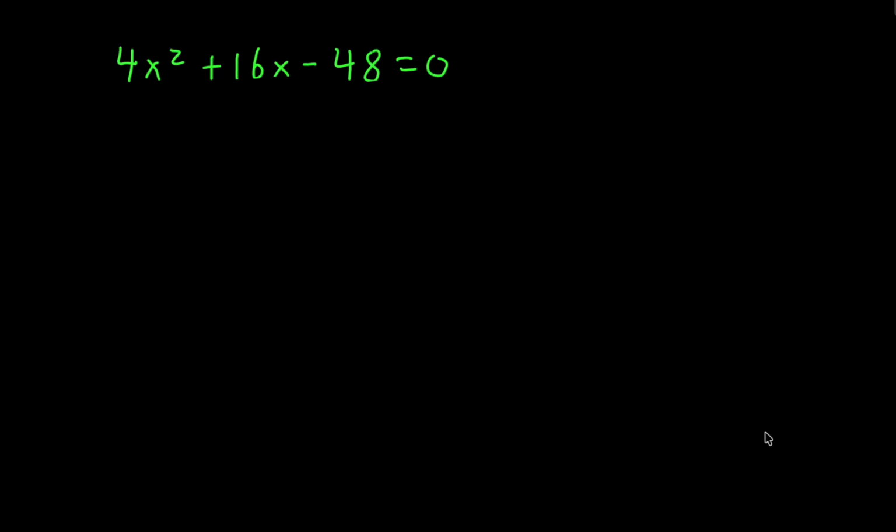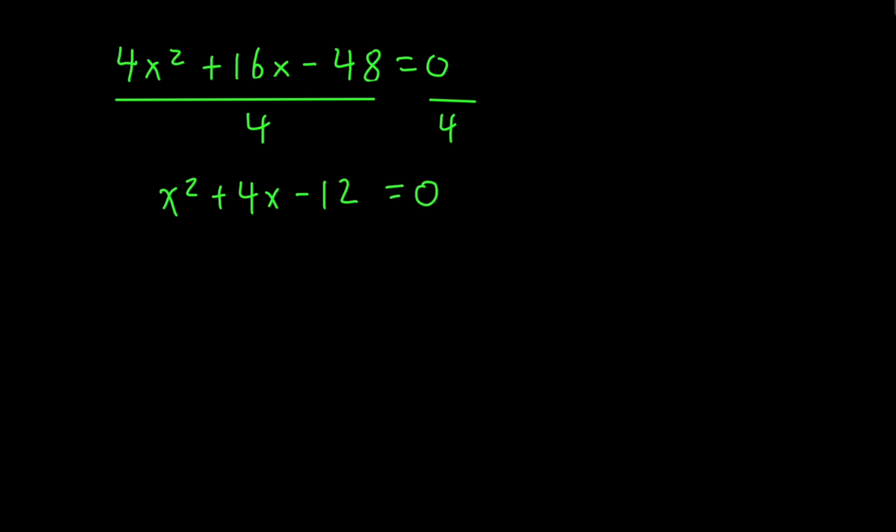In this third and final example, we're going to combine common factoring and factoring into two brackets. So first, I recognize that all of my terms here in this equation can be divided by 4. So I'm going to divide both sides by 4, and I'm going to be left with x squared plus 4x minus 12 equals 0.